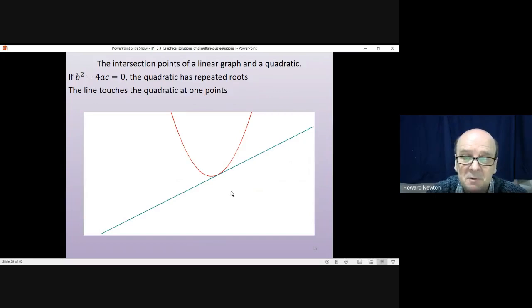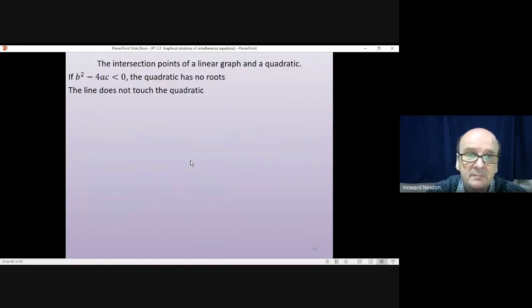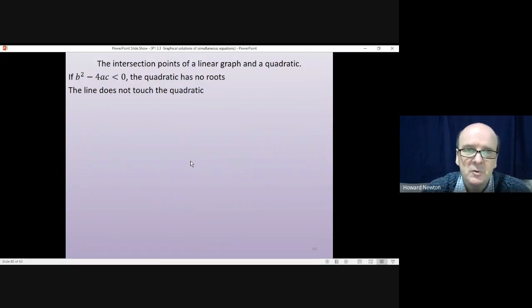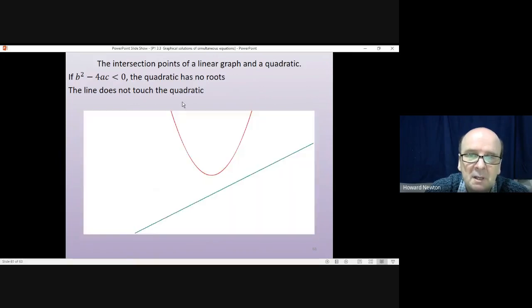What about if the discriminant of our quadratic is less than 0, if it's negative? Well, if it's negative, that would mean normally that a quadratic has got no roots. For us, with simultaneous equations, with a line and a quadratic, it means that the line does not touch the quadratic. And when you draw the curve, you get something like that. There'll be the curve, there'll be the line, but they will never meet each other.